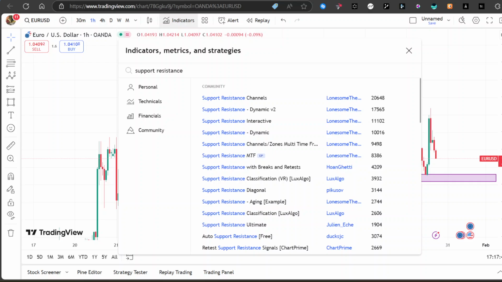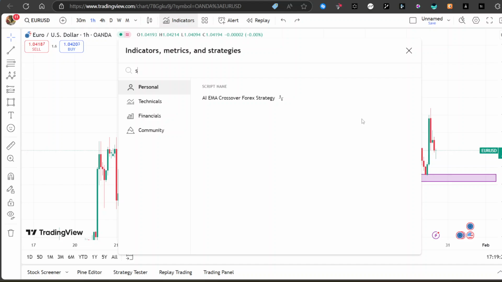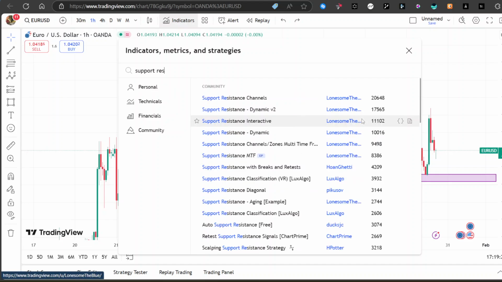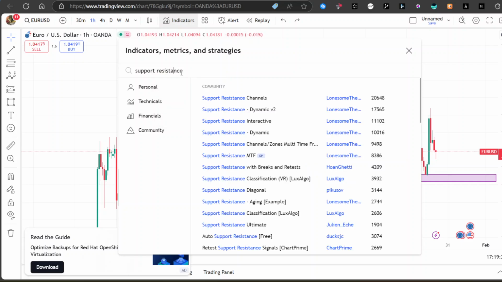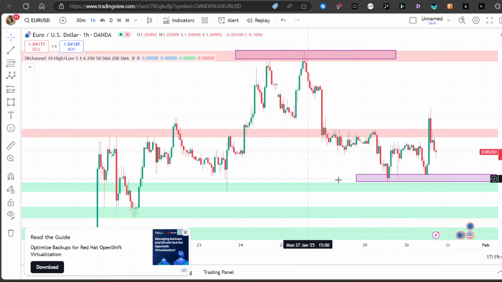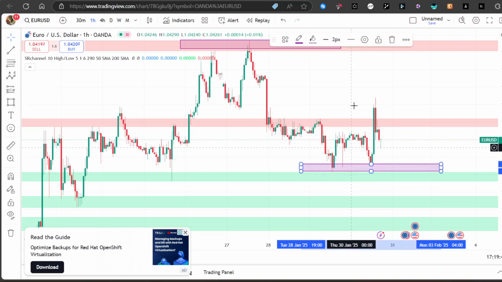Type in support and resistance into the search bar. So you click on indicators, you type support resistance. We're going to be using support resistance channels. When you click on that, you can see how it automatically identifies support and resistance zones for you on your chart.